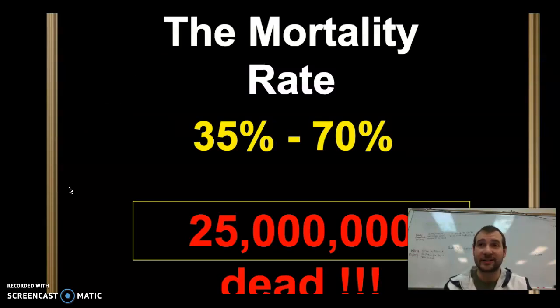A lot of people think it's between 35 and 50%, and 25 million people dead. And it's fast. Imagine right now if we lost 70% of the population of the world. It's mind-boggling to think about. And that's literally what happened.